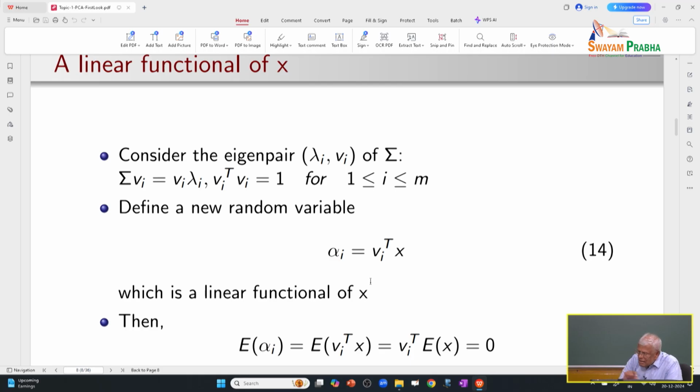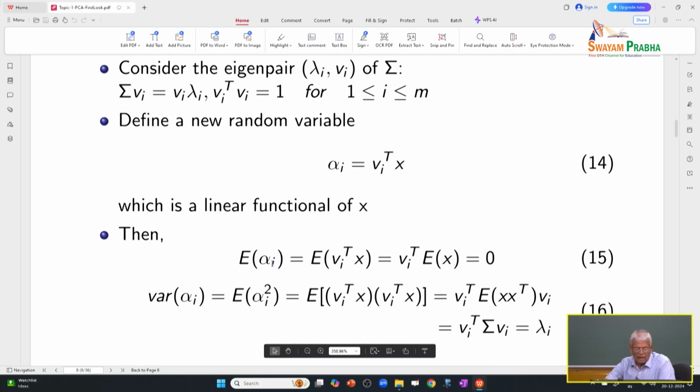I am now beginning to give you an impression about where the alpha i's are coming from. So the mean of alpha i is the mean of Vi transpose X, which is equal to Vi transpose E of X, that is 0. That means this random coefficient alpha is random because X is random. X has mean 0, and alpha is a linear function of X. So alpha i has a mean 0.